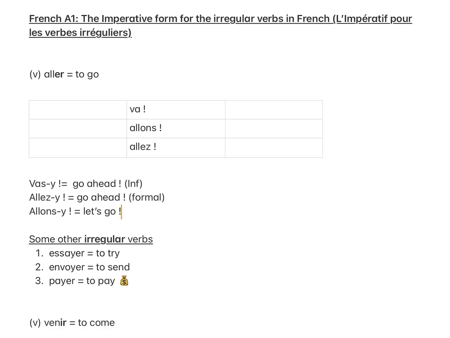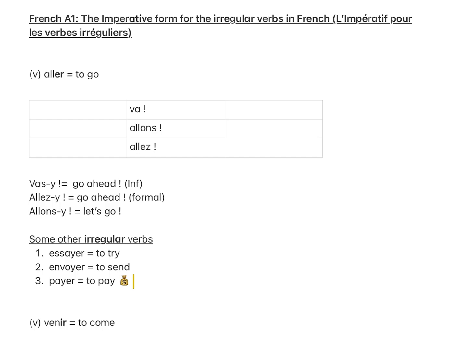Apart from that, we have some other irregular verbs, that is essayer. Essayer means to try. Envoyer means to send, and payer means to pay. These are all irregular ER verbs, and therefore we will be following the same steps that we just saw when it comes to making the imperative form.